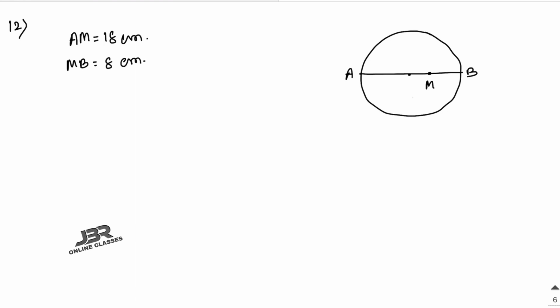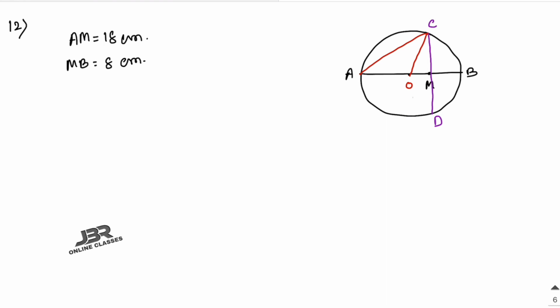Find the length of the shortest chord through M. So you have to find out the length of that chord through M. That means you have to find out the length of CD. So do one thing, first join the center, OC, and then join AC. OC and AC. Okay, AM equals 18, MB equals 8.